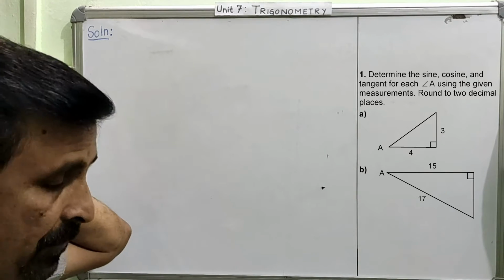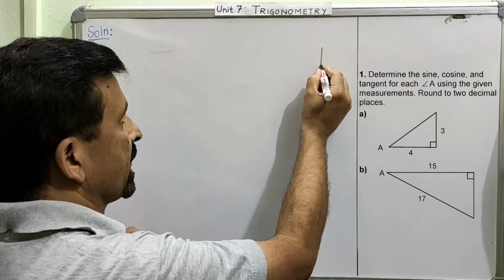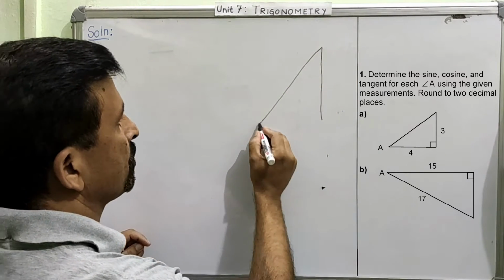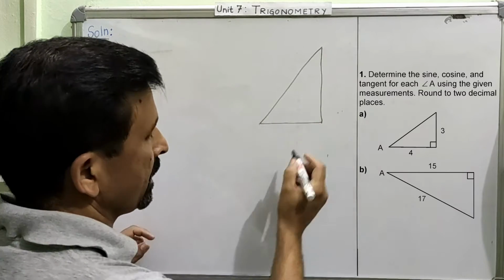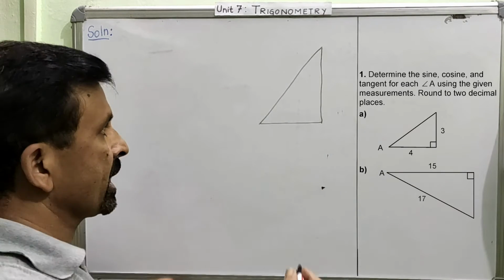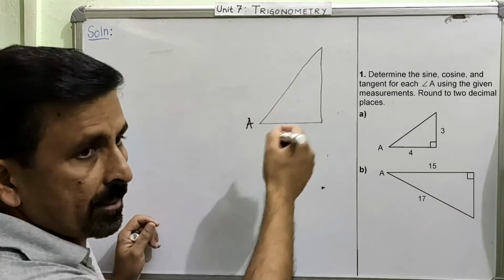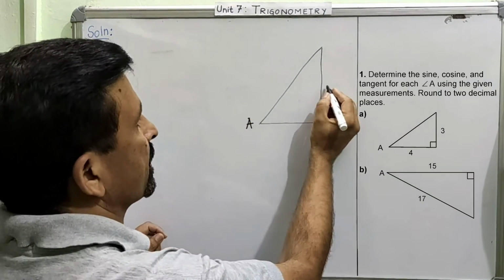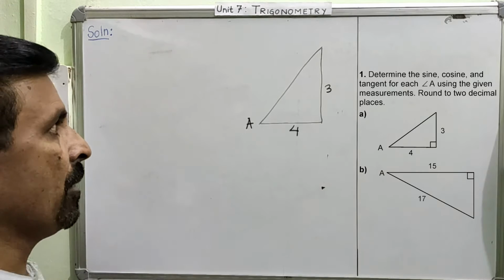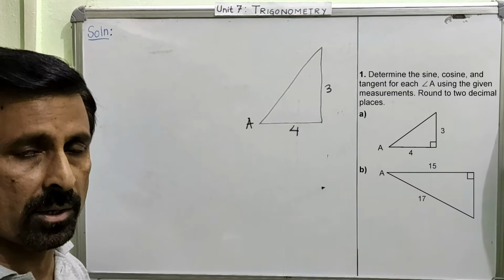As you can see, the first figure is a right angle triangle. In this right angle triangle, we are given angle A, and also the measurements of two sides, 3 and 4. With the help of this information, we are asked to write all three trigonometrical ratios: sine A, cos A and tan A.